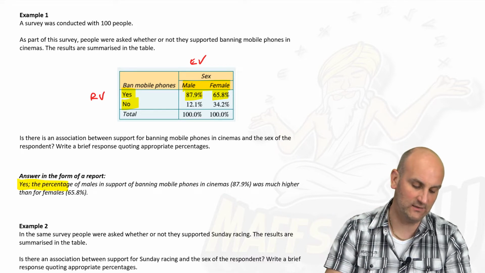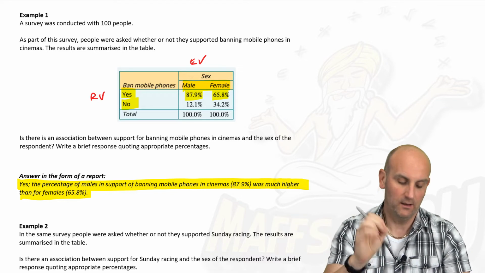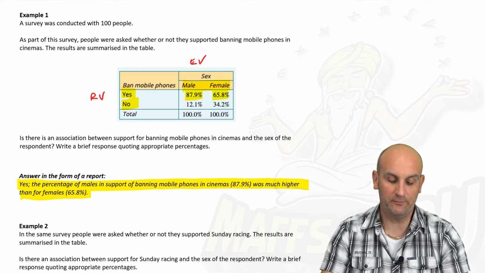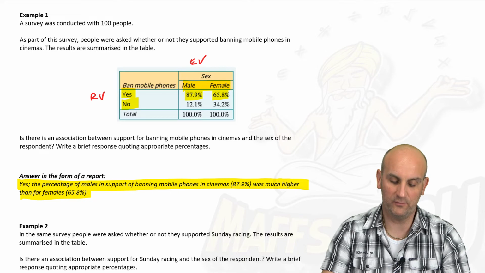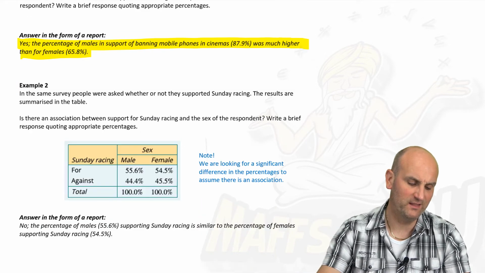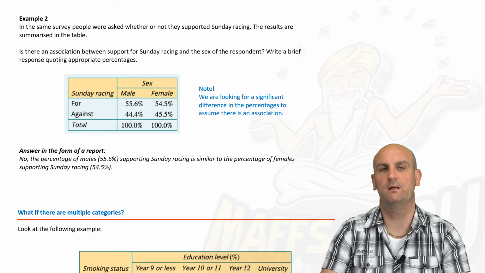And as we can see here, there is a sentence we can write again, putting our data in, that says, yes, there is an association. The percentage of males in support of banning mobile phones in cinemas was much higher than for females. Job done. Second example, and they all become a little bit samey, actually.